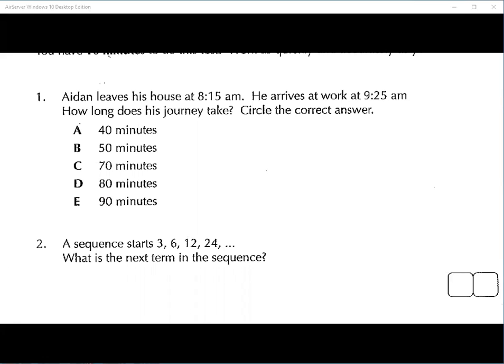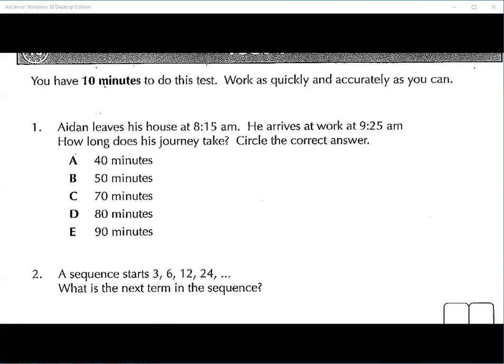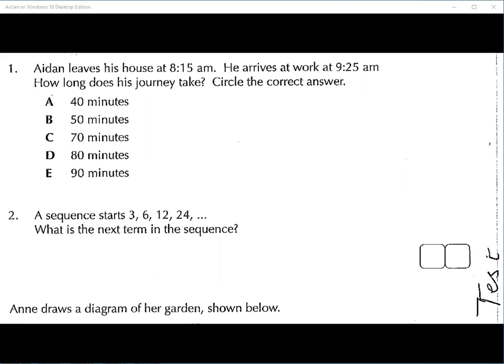Mr. Talha, please join me on question number 1. Read the question. So that's Aiden. Aiden leaves the cells at 8:15 a.m. He arrives at work at 9:25 a.m. How long does his journey take?